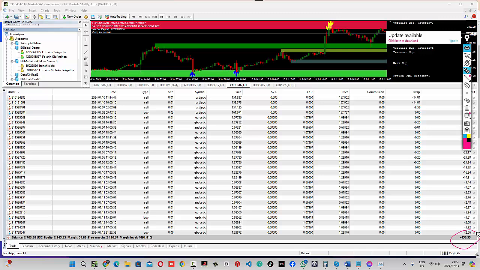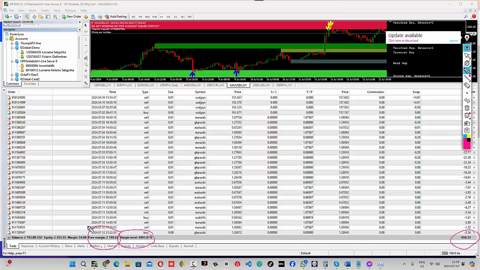A float is not a loss until you close it, and it's not a profit for the broker until you as a trader close it. So it's a win-win situation. But if you know how to manage the trade properly, this money is coming back to you. It's just your investment.